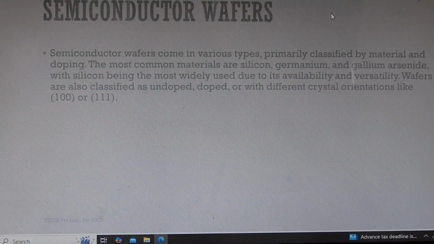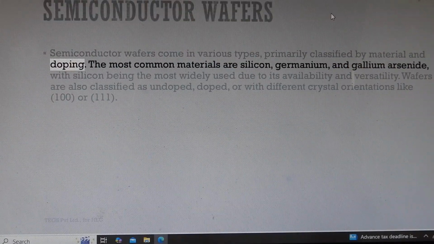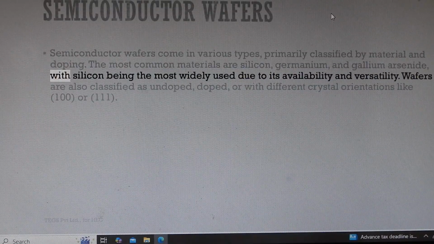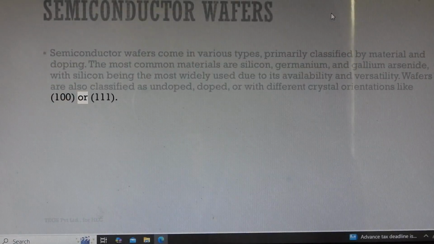Semiconductor wafers. Semiconductor wafers come in various types, primarily classified by material and doping. The most common materials are silicon, germanium, and gallium arsenide, with silicon being the most widely used due to its availability and versatility. Wafers are also classified as undoped or doped, or by different crystal orientations like 100 or 111.